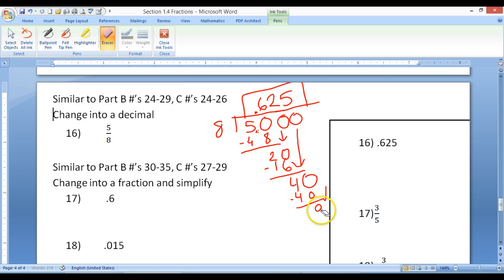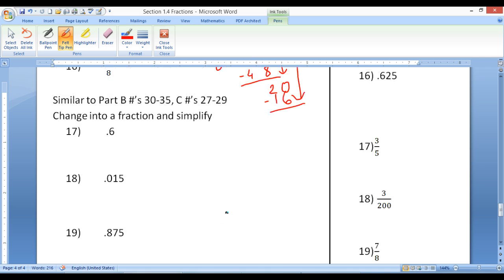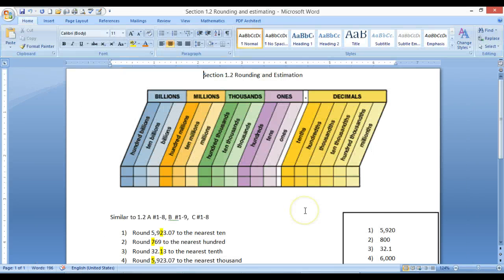And I'm going to erase just a little bit so that it doesn't run over into my number 17. Okay, number 17, this is where I change a decimal into a fraction. This is where knowing your place values comes in very, very handy. And I'm going to bring that up right now from a previous video lecture.